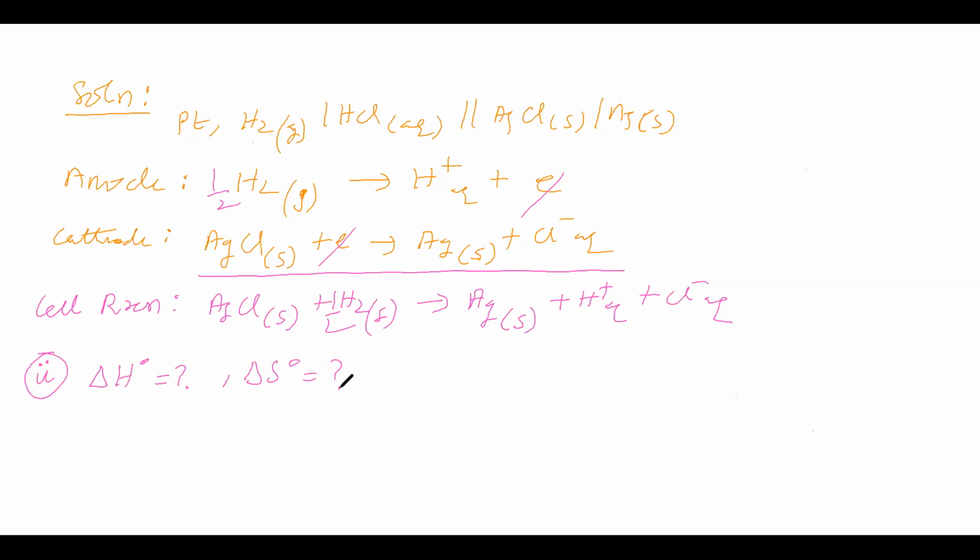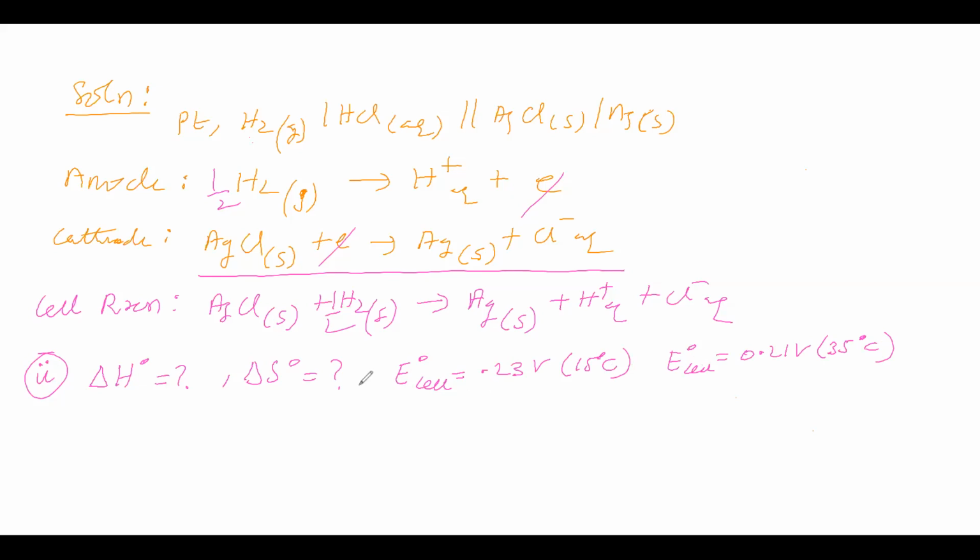Given data is the E naught value. E naught cell is given: E naught cell equal to 0.23 volt at 15 degrees Celsius. And another E naught value is given: E naught cell is equal to 0.21 volt at 35 degrees Celsius. These two E naught values are given.